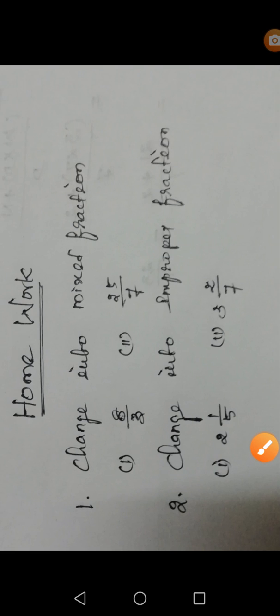Then tomorrow's homework: change into mixed fraction. First one 8 by 3, second one 25 by 7. Change into improper fraction: 2 mixed fraction sums are given, 2 1 by 5 and 3 2 by 7. Try to finish these homework sums. Okay students, thank you.